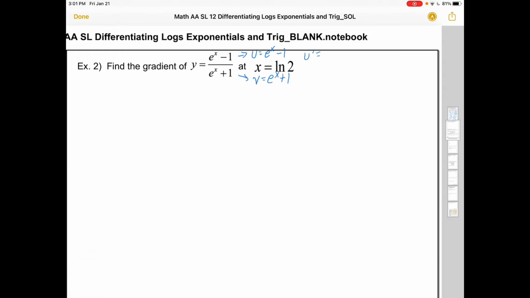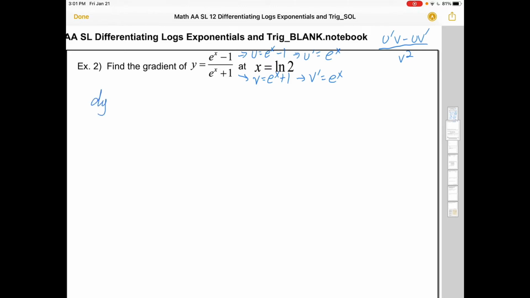U prime would just be e to the x minus 0, so just e to the x. V prime would be e to the x. And the derivative of a quotient is u prime v minus uv prime all over v squared.